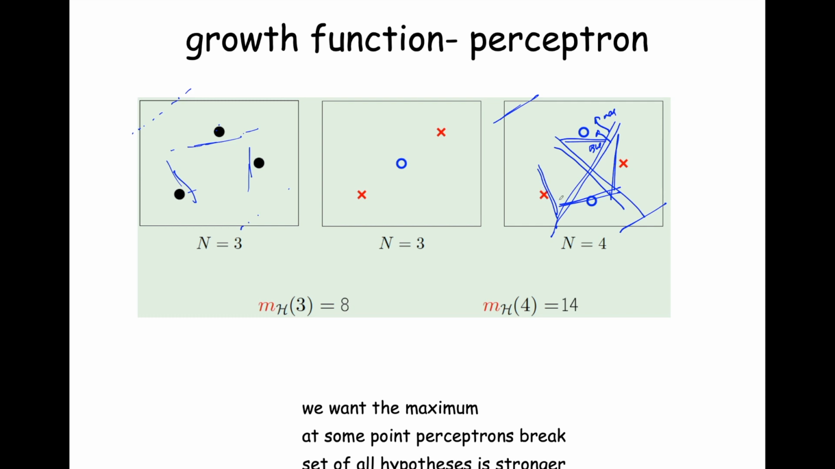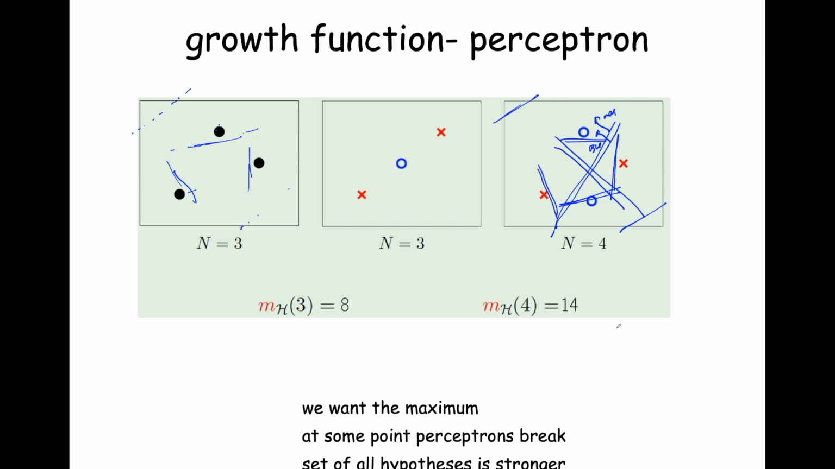Now, if we look at the maximum number of dichotomies for a data set of size 4, that's 2 times 2 times 2 times 2, that's 16. So we notice here that the growth function for the perceptron line on the plane is short 2 dichotomies. It cannot fully express all possible dichotomies on a data set of size 4 once we go to 4.